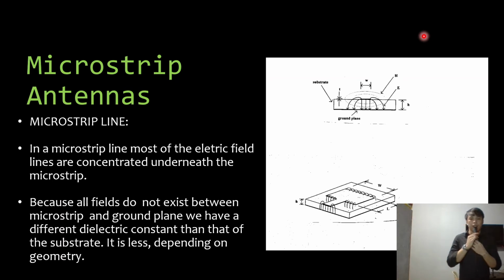So, microstrip antennas. Microstrip line. In a microstrip line, most of the electric field lines are concentrated underneath the microstrip, because all fields do not exist between the microstrip and the ground plane, and we have a different dielectric constant than that of the substrate. It is less, depending on geometry.